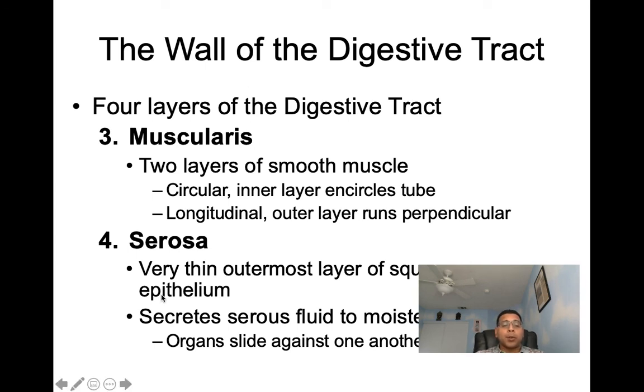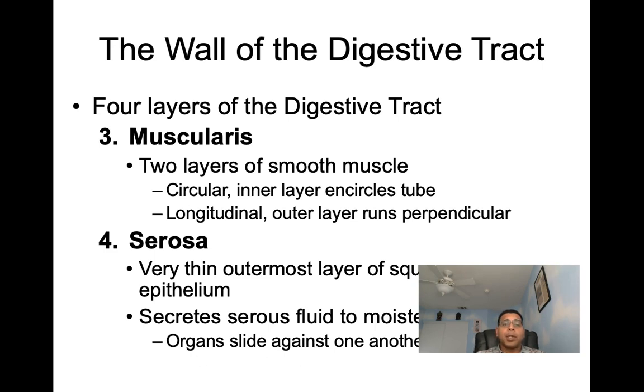Next then we've got the serosa. So number 4, we've got the serosa, the serous membrane. The serous membrane layer is going to be the outermost layer, the outermost layer of squamous epithelium. And this layer secretes serous fluid to help moisten the surface, and it's going to allow organs to slide against one another.